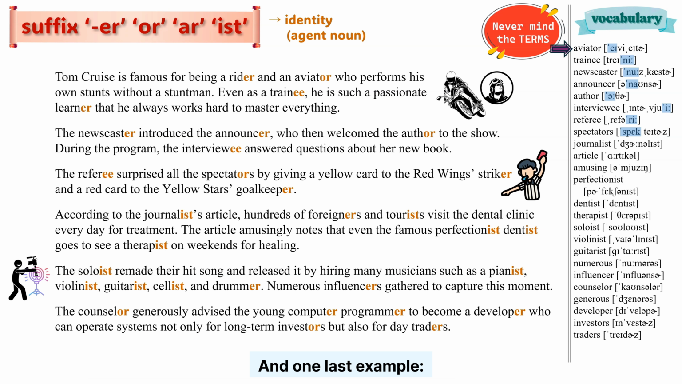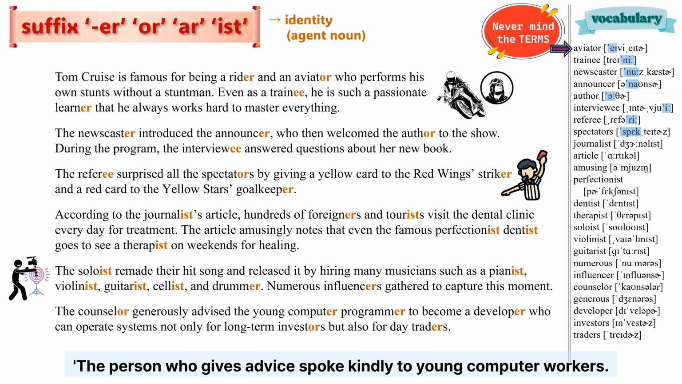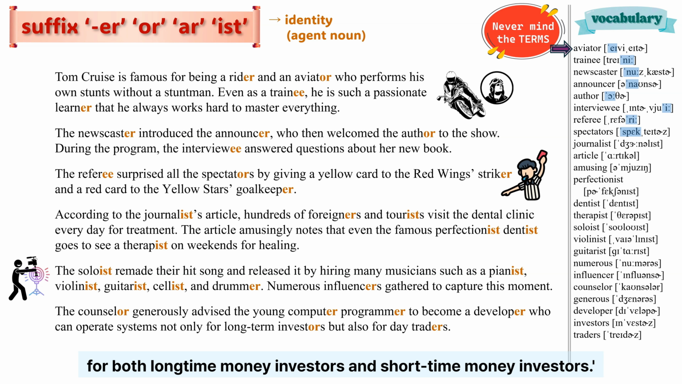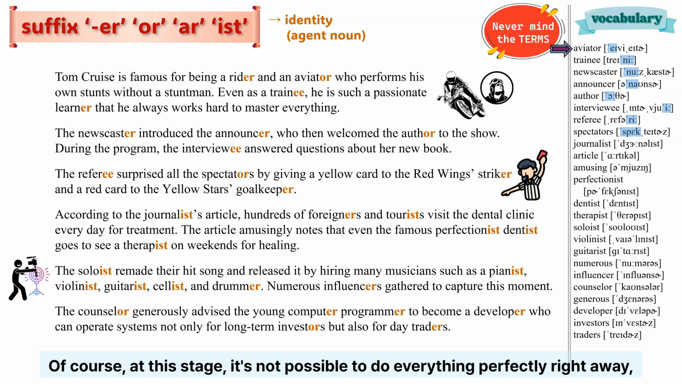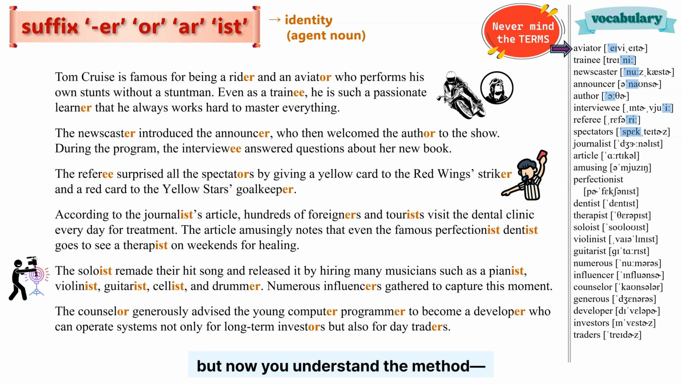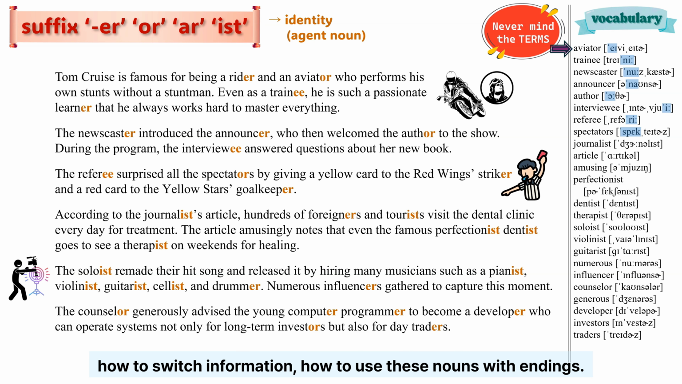And one last example, the person who gives advice spoke kindly to young computer workers. The advice was, become a person who makes programs, a person who runs systems for both long-time money investors and short-time money investors. In short, he told them to build and run systems for all kinds of investors. Of course, at this stage, it's not possible to do everything perfectly right away, but now you understand the method, how to switch information, how to use these nouns with endings.